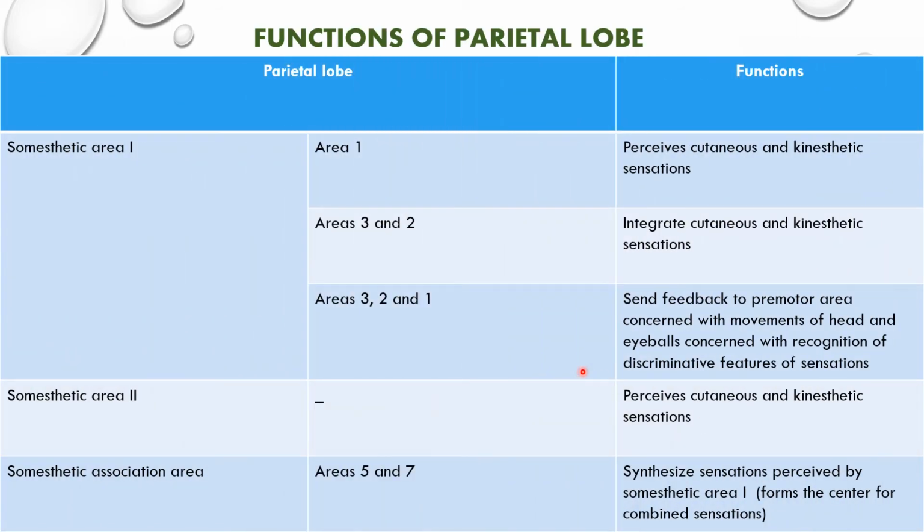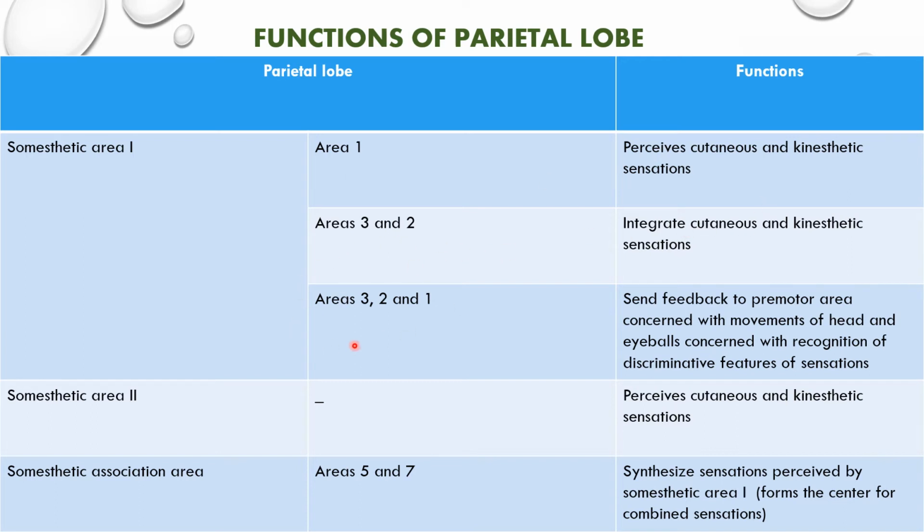In this table we can see the main sensory area, area number 1, perceives the cutaneous and kinesthetic sensation. Cutaneous sensation means sensation from the skin. Kinesthetic sensation means sensation from the proprioceptive organs like the joints and ligaments. These sensations are perceived by area number 1. Areas number 2 and 3 integrate the cutaneous and kinesthetic sensation. It is perceived by 1, and integration is done by 2 and 3.